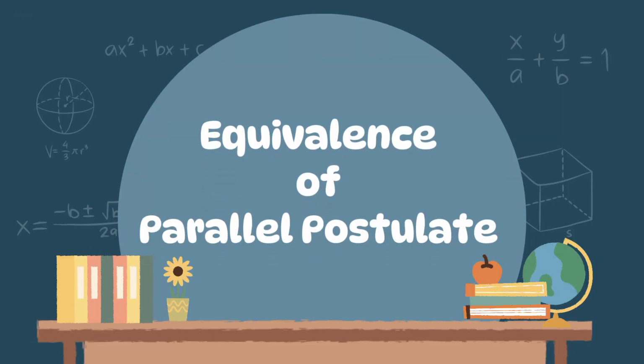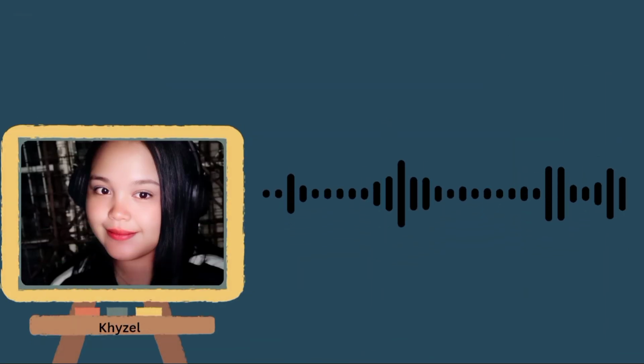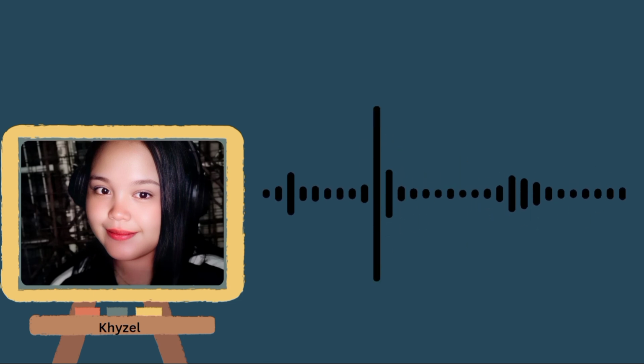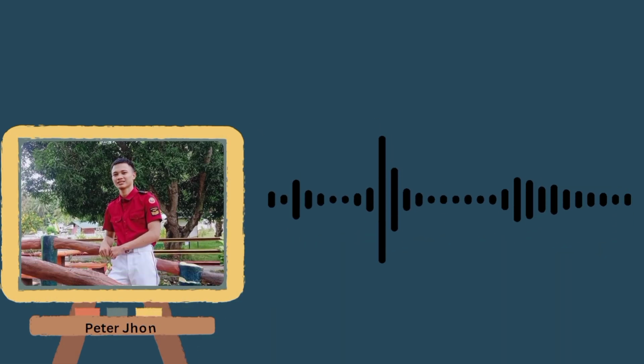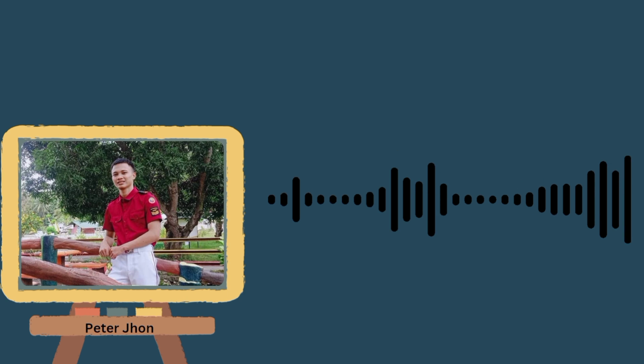Equivalence of parallel postulate. Hey, I've been thinking about this equivalence of parallel postulates thing we discussed in class. It's kind of crazy how one little postulate, like the parallel postulate, can change the entire structure of geometry. Totally. And what's even cooler is how in neutral geometry, when we leave out the parallel postulate, we can still explore some parts of geometry. But once we start considering alternatives, we can flip between Euclidean and non-Euclidean geometries. It's like a choose your own adventure book, but for geometry.